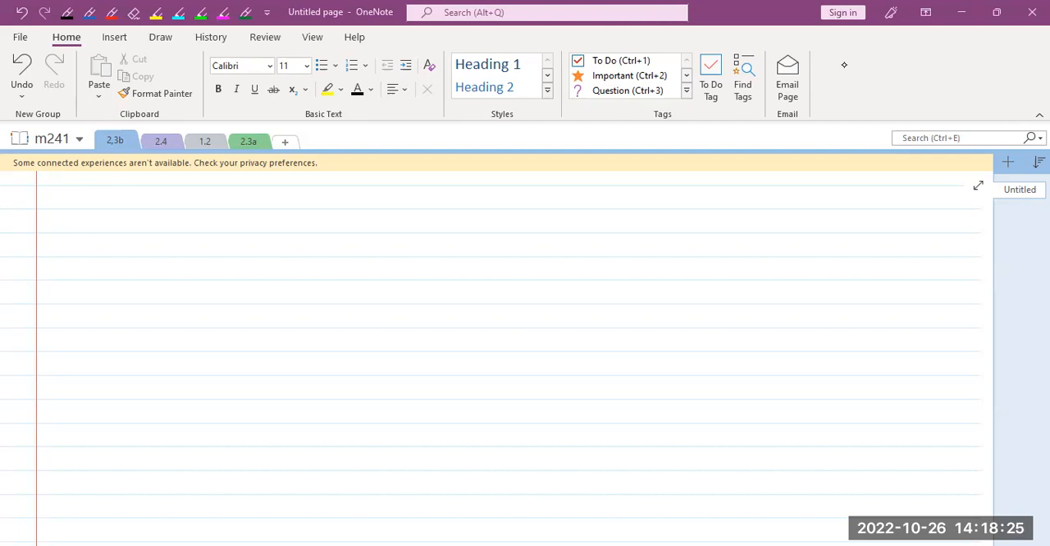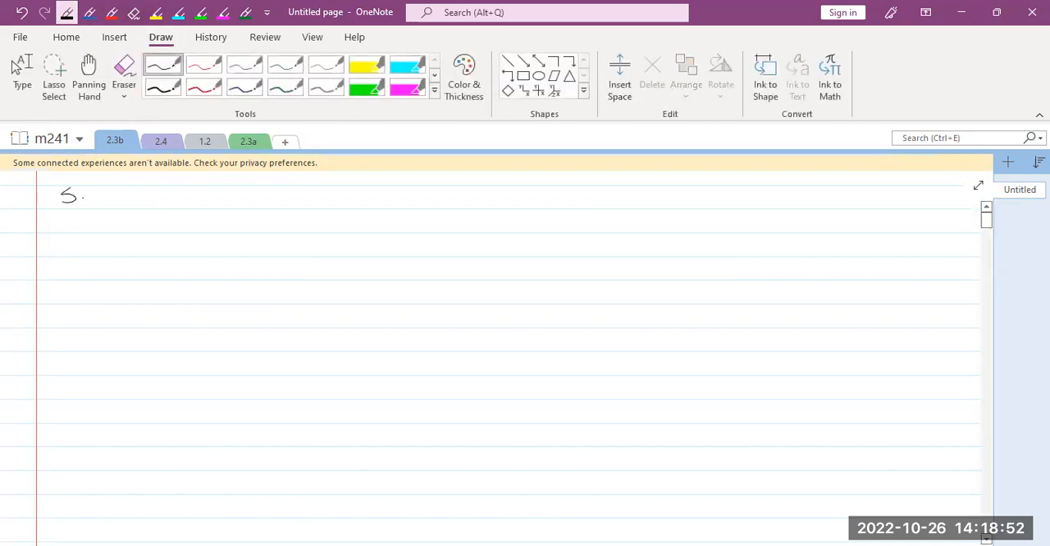Today we will finish up this section 2.3. Last time we ended at 2.3a. Today we will finish up that section and then go to 2.4 and 1.2. 2.3b is the continuation of solving triangles.